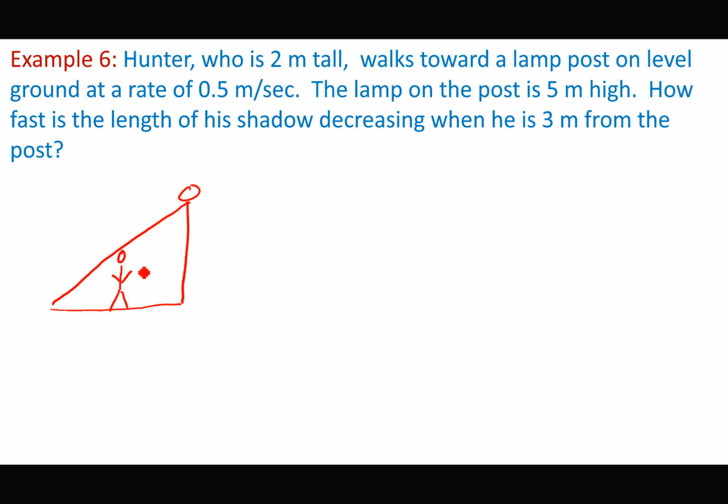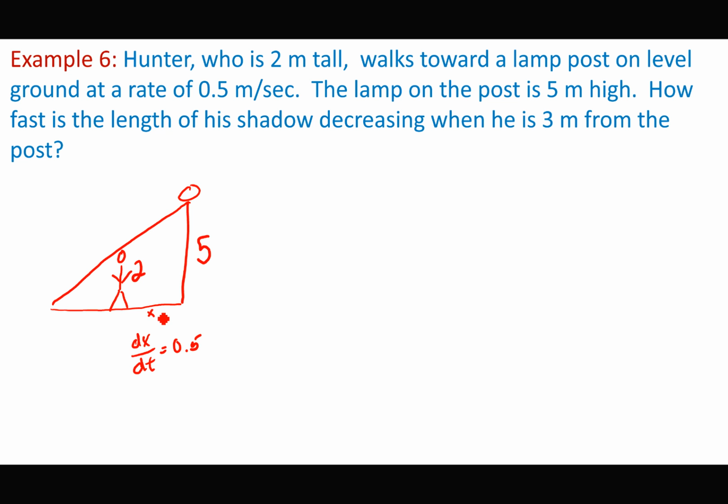So Hunter, who is 2 meters tall, so let's put a 2 next to him, walks toward a lamppost on level ground at 0.5 meters per second. So I'm going to say dx dt is going to be 0.5 meters per second. The lamppost is 5 meters high. How fast is the length of his shadow decreasing when he is 3 meters from the post.